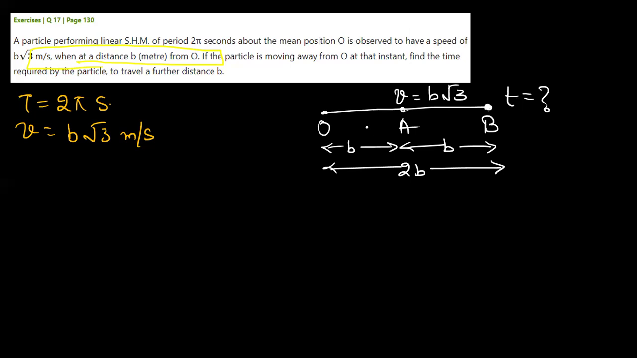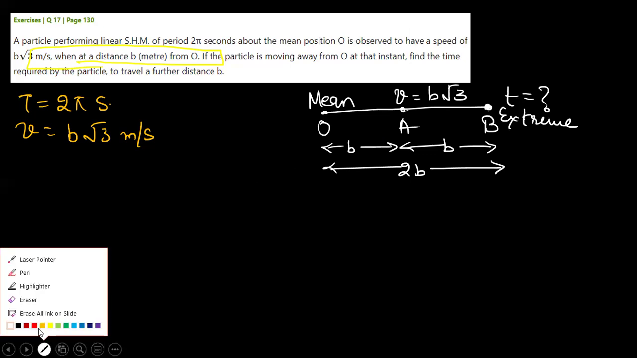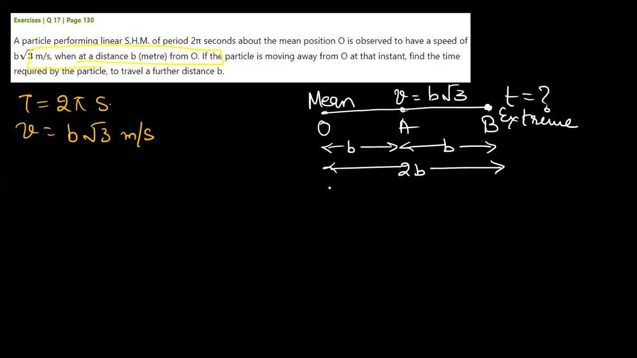Now we know that this is the mean position, and this is called the extreme position, because the particle will end its journey at capital B. We know that the distance between the mean and extreme position is called the amplitude. So I can say 2b is the amplitude. The distance between the mean position and the extreme position is called an amplitude, right? So A equal to 2b. That is my amplitude which I have got from here.